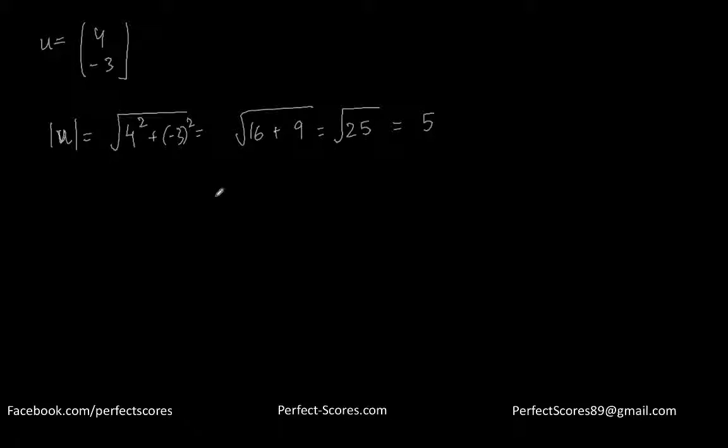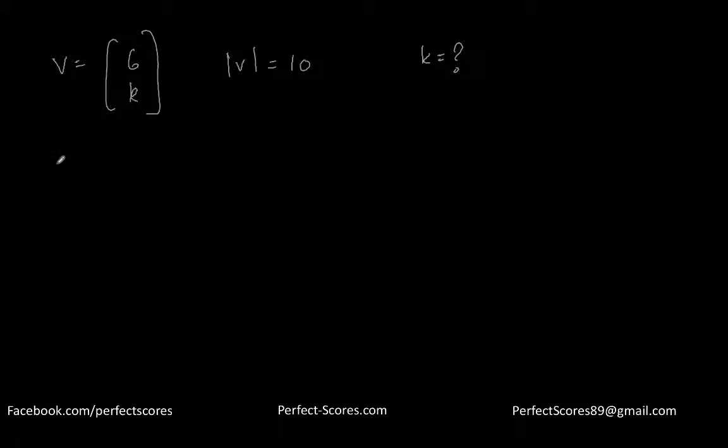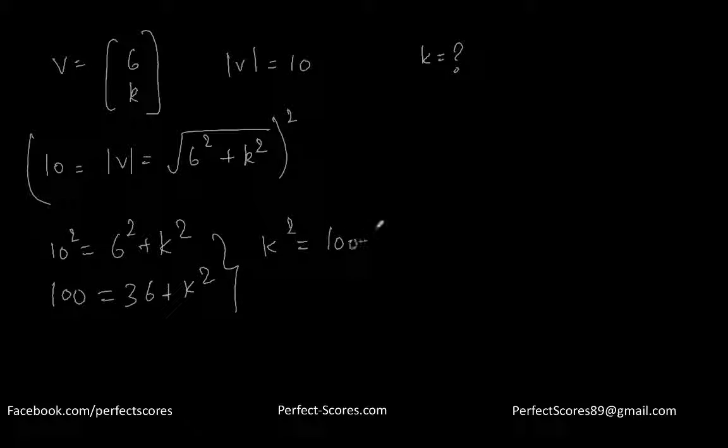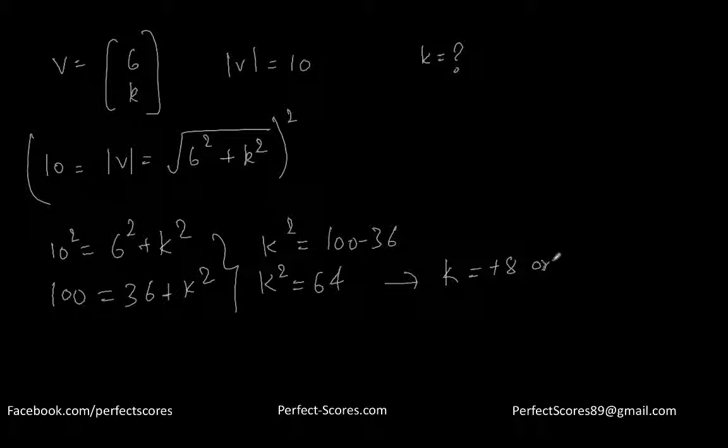Now, let's say we have a question in another way. Suppose the question says that vector v is (6, k), and the magnitude of v is given to us as 10. We have to get the value of k. So how are we going to find that? The value of 10, the magnitude of v, is equal to the square root of 6 square plus k square. If I square both sides, I get 10 square is equal to 6 square plus k square, which means 100 is equal to 36 plus k square. That means k square is equal to 100 minus 36, so k square is equal to 64. That means k is equal to plus 8 or minus 8. So these are the two different values of k that I have.